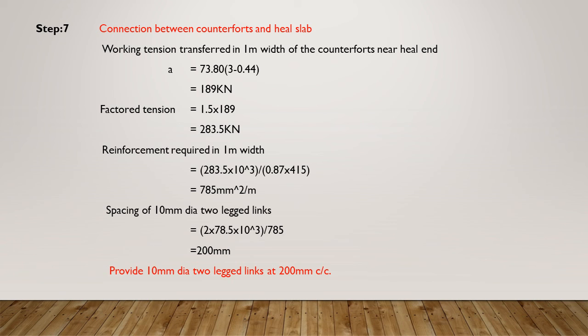Then provide 10 mm diameter 2 legged stirrups. So that is equal to 2 into 78.5 into 10 power 3 divided by 785, the reinforcement area. Then you get a spacing of 200 mm. So provide 10 mm diameter 2 legged links at 200 mm center to center distance. Thank you.